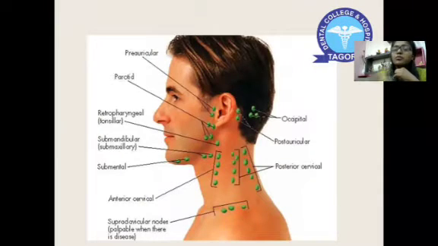And lymph nodes usually occur in groups: superficial lymph nodes and deep lymph nodes. Superficial lymph nodes are located in the subcutaneous connective tissue, whereas the deeper lymph nodes lie beneath the fascia and muscles. So superficial lymph nodes act as gateways for assessing the health of the entire lymphatic system. Here we can see the different lymph nodes distributed in the head and neck region.